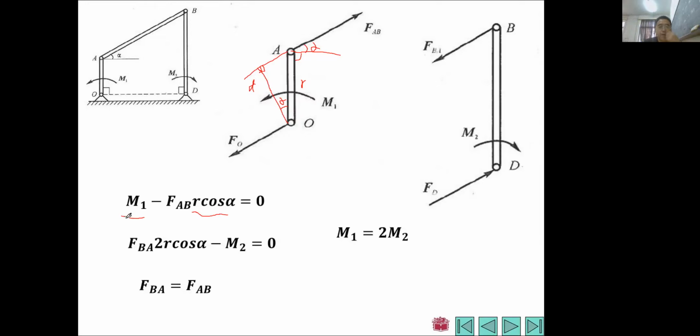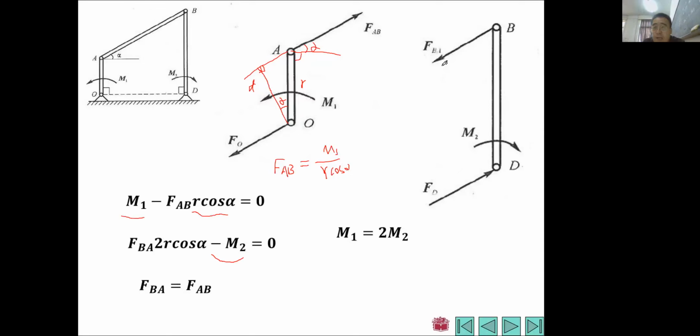So when we get this equation, we can find FAB equals F1 over R cosine alpha, right? For the same reason, once again, you guys see this picture, because this m second, it matters, you see?